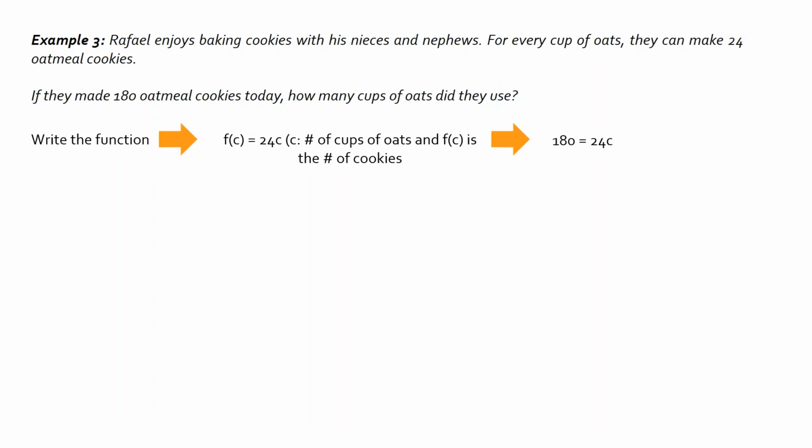So doing a quick division here, we're going to isolate that c variable. So we're going to divide both sides by 24, giving us a final answer of c = 7.5 cups of oats to make the cookies. So it takes 7.5 cups of oats to make 180 oatmeal cookies.